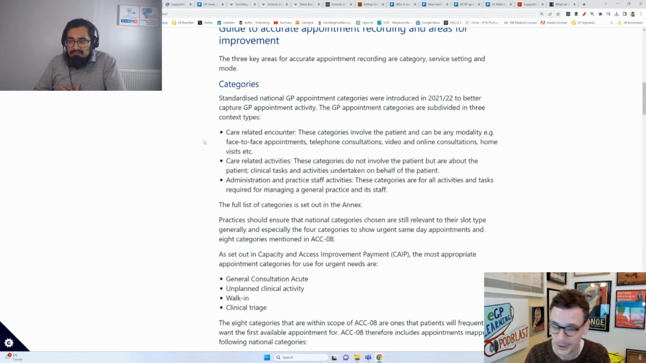And then there's this third category of administration and practice staff activities. So these are all of those interactions between staff that are required to just manage the practice. So it's sort of recognizing that is work as well, and has the potential for valuing that in the future, which I think is interesting and positive.